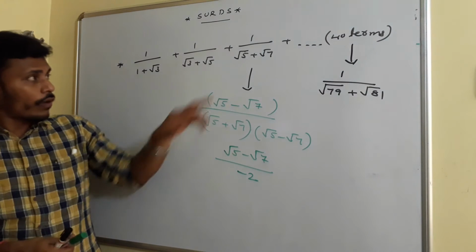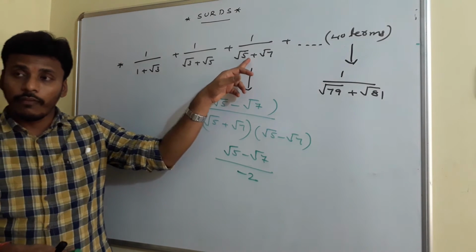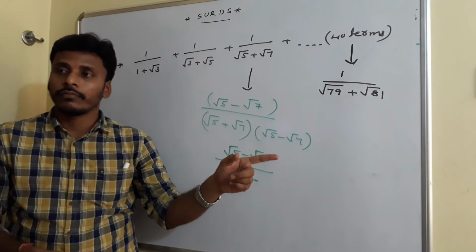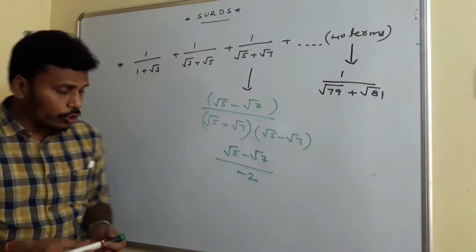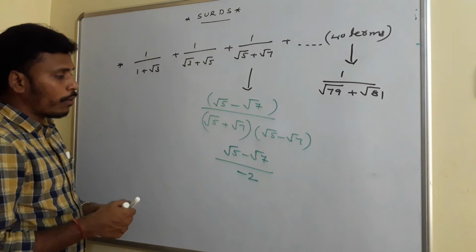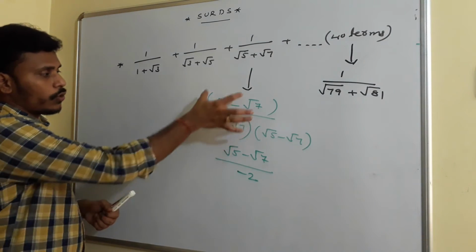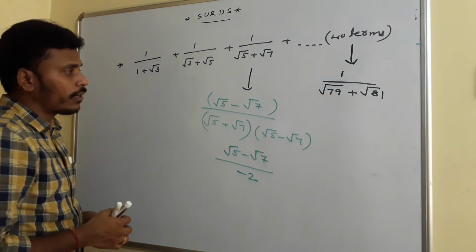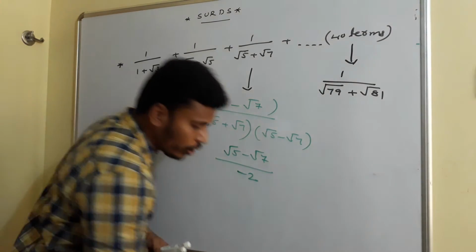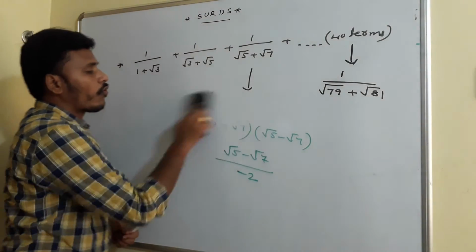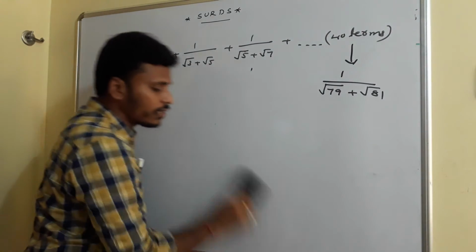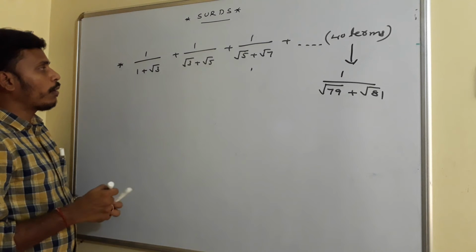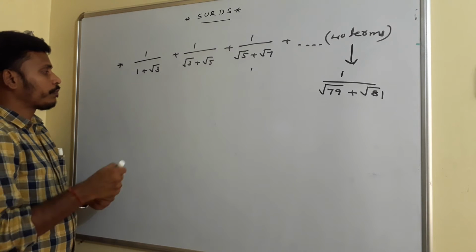So, like this 1 by root 5 plus root 7, if you simplify, you will get a simplified value like this for all the terms. Now, if you write all those simplified values, the problem may be like this. Keep this in mind. So what I am able to do is write each and every number in its simplified manner by rationalizing the denominator. Then the problem will become like this.